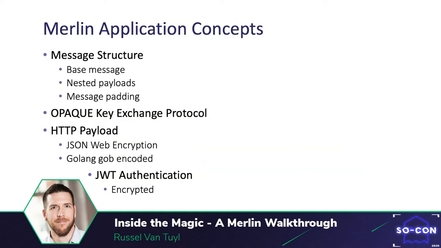Let's take a deep dive into the key components of Merlin's application concepts, such as its message structure, the opaque key exchange protocol, HTTP payload encryption through JWEs, and JWT authentication and authorization. I did want to say that the HTTP payload that is used with Merlin leverages the Golang specific gob encoding. This encoding only works when both the server and the client are Go based.